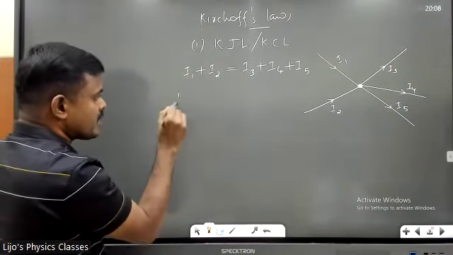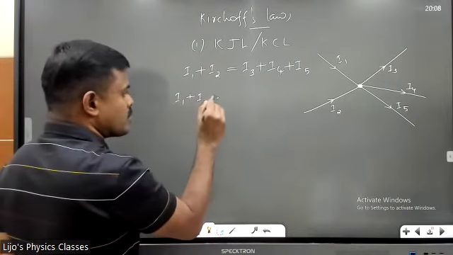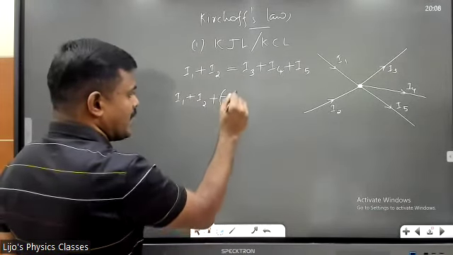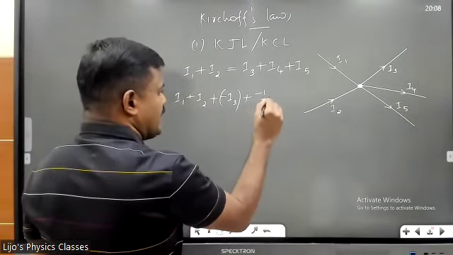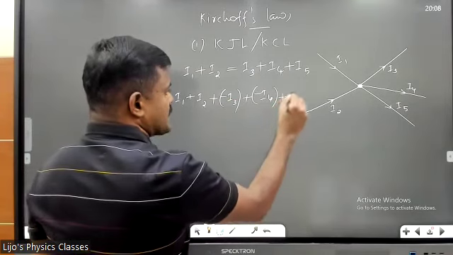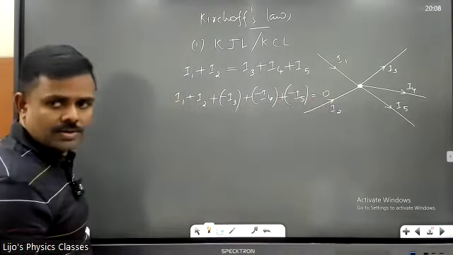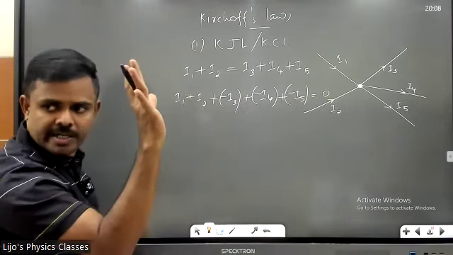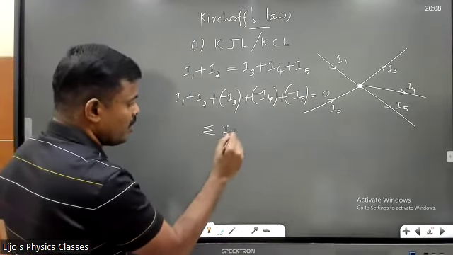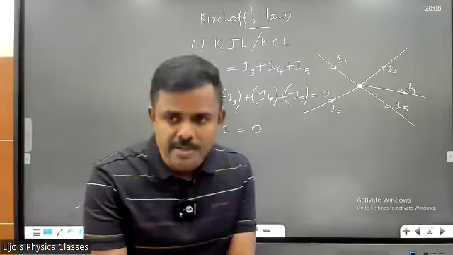So let us get those guys to the left-hand side. I1 plus I2. I3 comes to left side, so it is minus I3. Plus I4 comes to left side, minus I4. Plus I5 comes to left side, minus I5 is equal to 0. All right. This is like sum of 5 currents, right? Sigma I is equal to 0. Algebraic sum of currents reaching any junction is equal to 0.